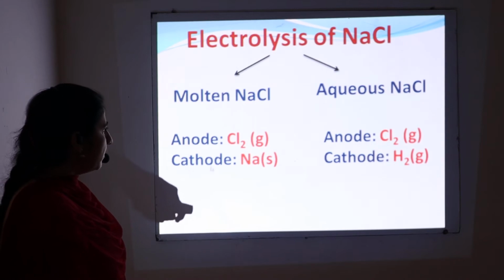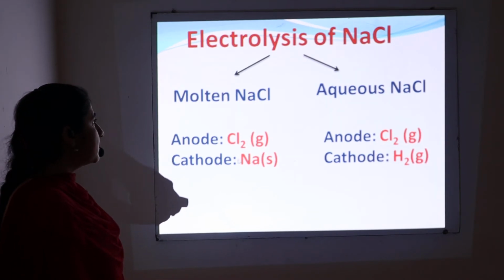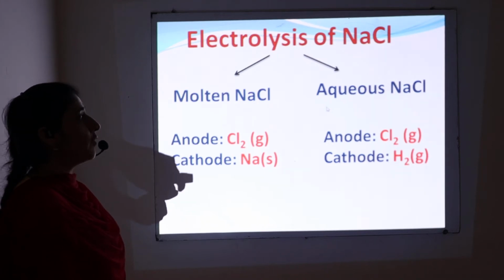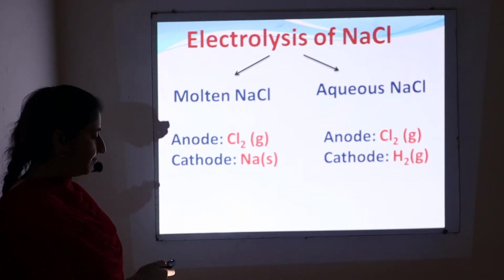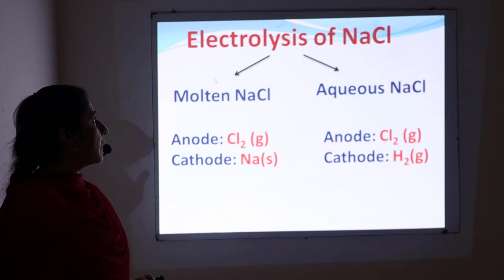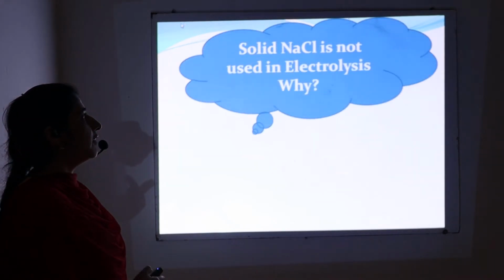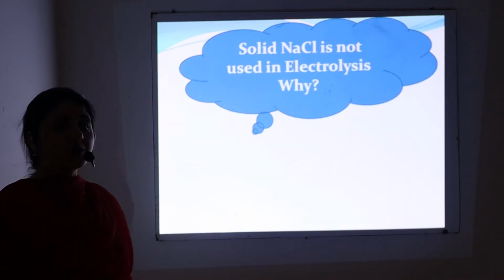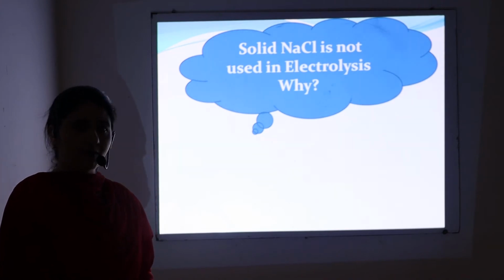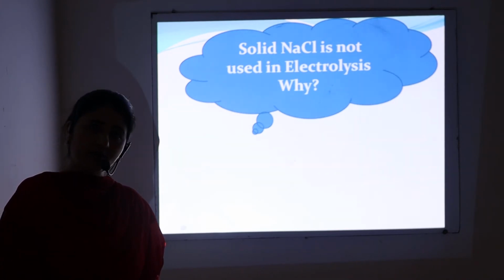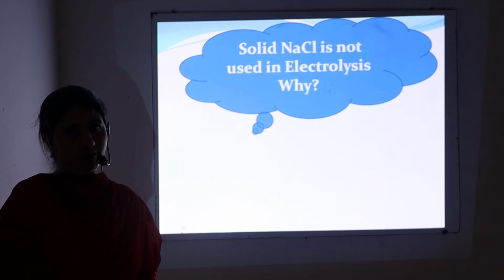In molten sodium chloride, sodium metal is produced at cathode, whereas hydrogen gas is produced in case of aqueous sodium chloride. So first I will discuss the electrolysis of sodium chloride. In the electrolysis of sodium chloride, we use either molten sodium chloride or aqueous sodium chloride.